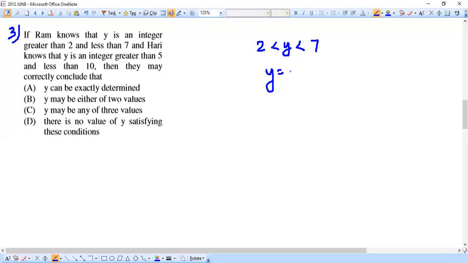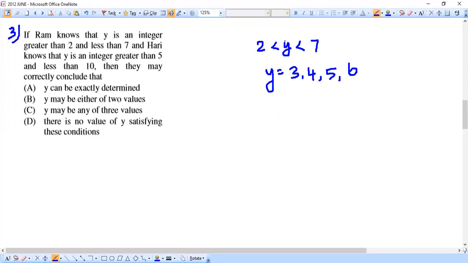That means what are all the values we are allowed to take for y? We can take y to be 3, or we can take y as 4, or it can be 5, or it can be 6. Only these values. Remember, we cannot take 2.5, 2.25, 3.7. These values are not allowed. Why? Because they are all decimal numbers. It is clearly given that y is an integer and y is more than 2 and less than 7.